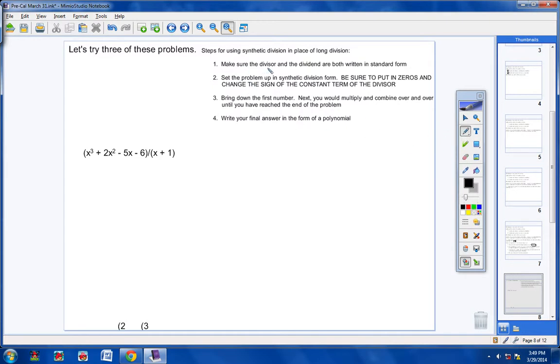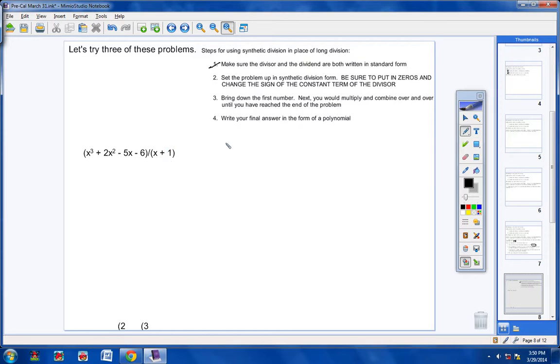Step 1, make sure the divisor and dividend are both written in standard form. Well, this is written in standard form, x cubed, x squared, x, so we're fine. And this is written in standard form also. Cross off step 1. Step 2, set the problem up in synthetic division form. Be sure to put in zeros and change the sign of the constant term of the divisor. Please take some good notes.